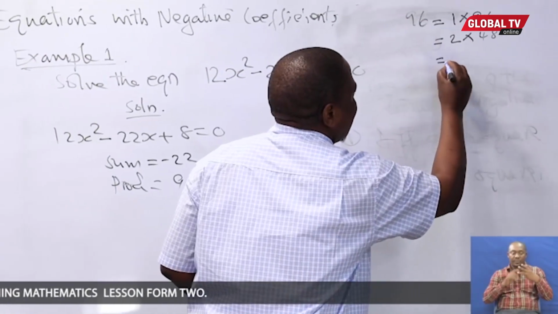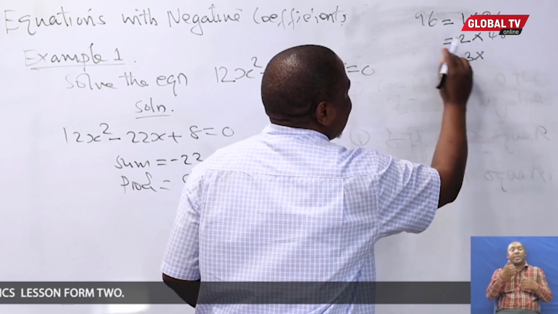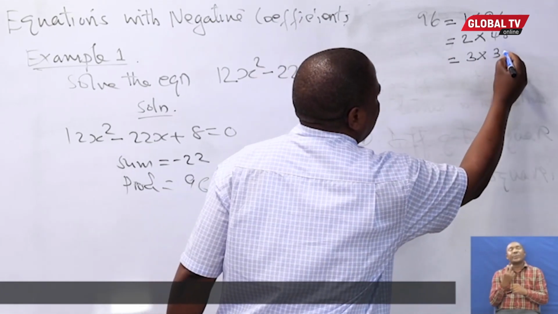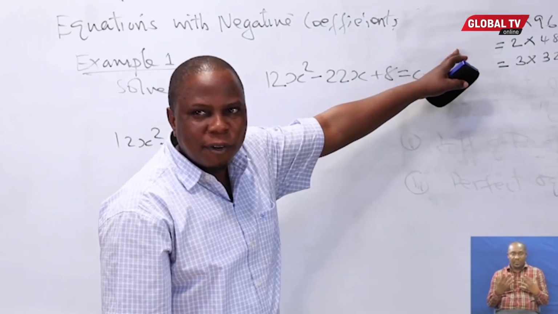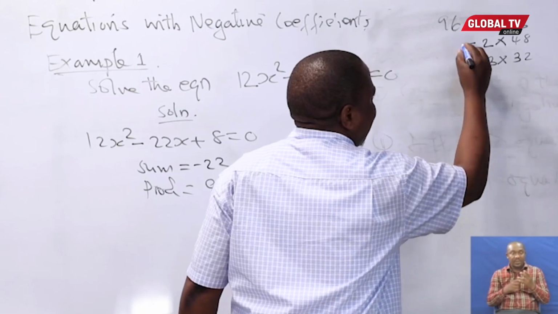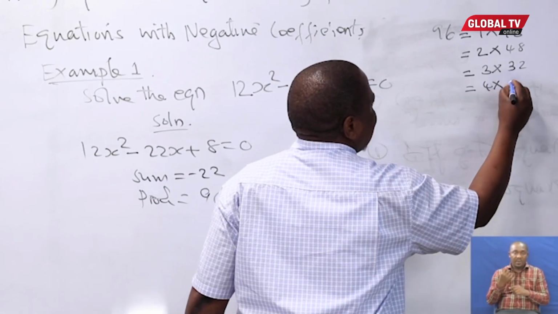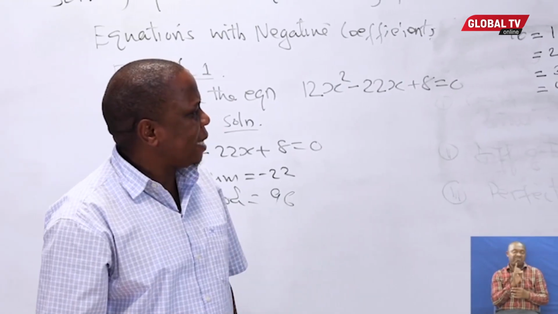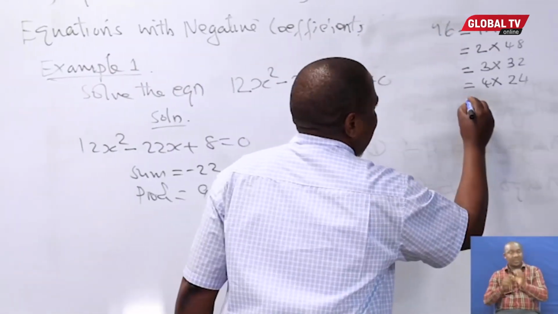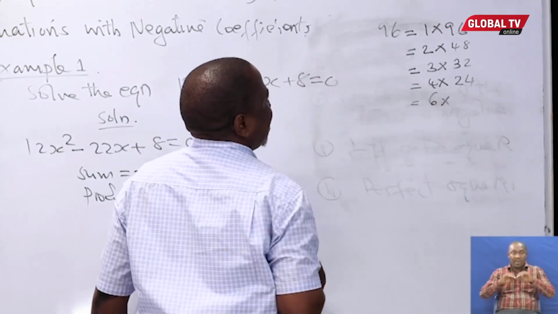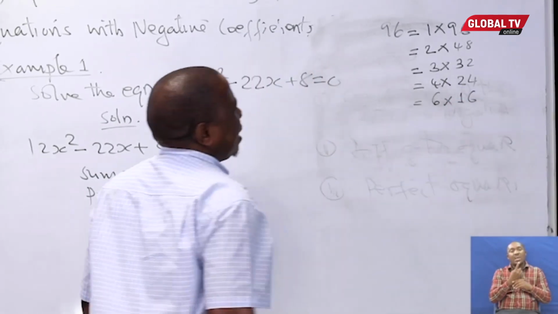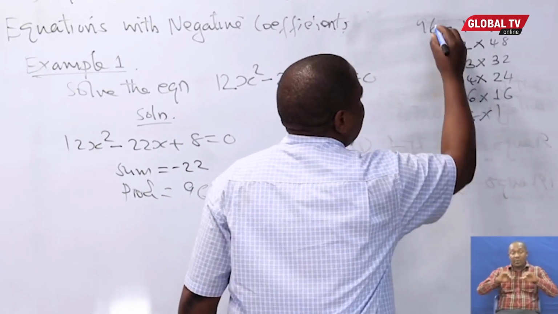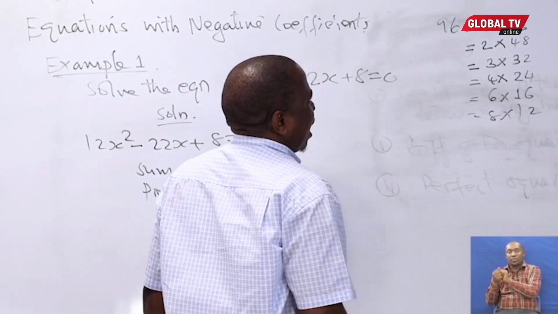Is 96 divisible by 3? Yes, 96 can be written as 3 times 32. Is 96 divisible by 4? Yes, 96 can also be written as 4 times 24. What about by 5? No. By 6? Yes, 6 times 16. What about 8? Is 96 divisible by 8? Yes, that is 8 times 12. 9 cannot divide it, nor 10 or 11.